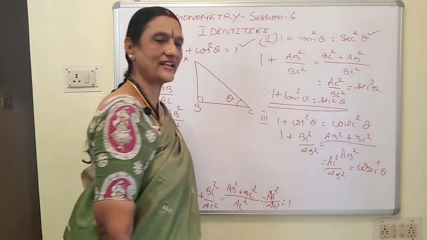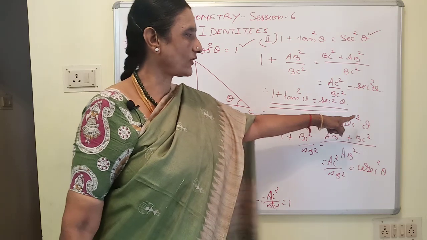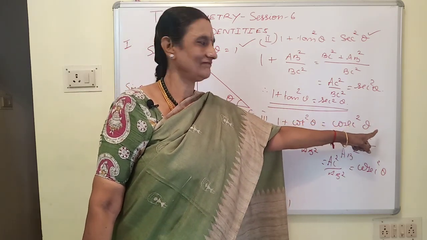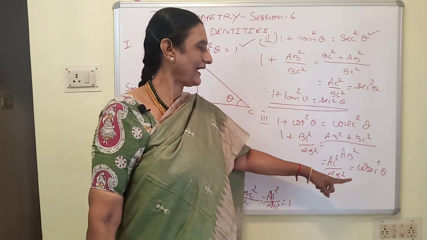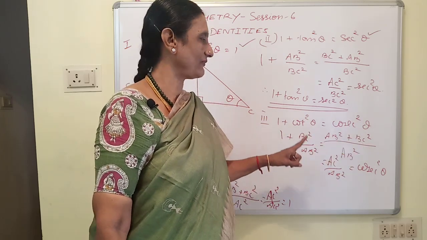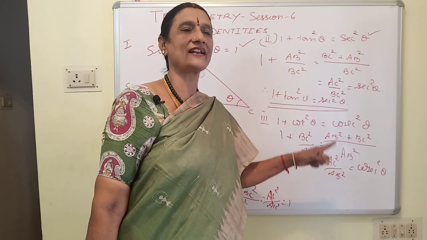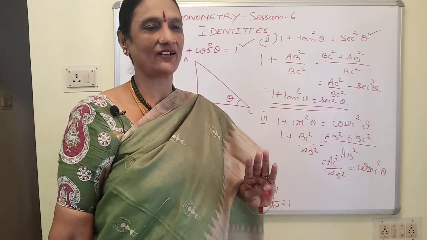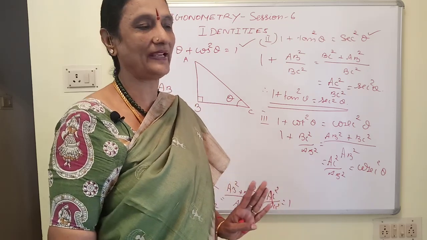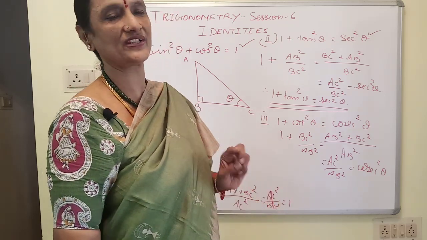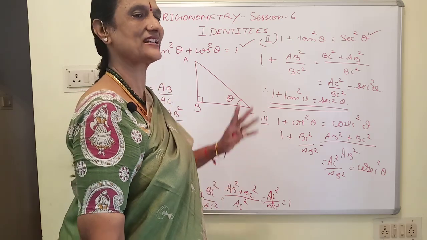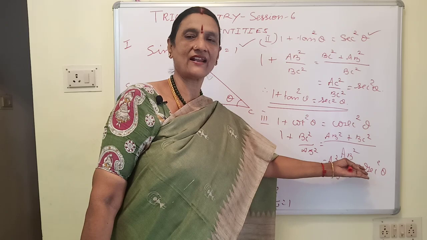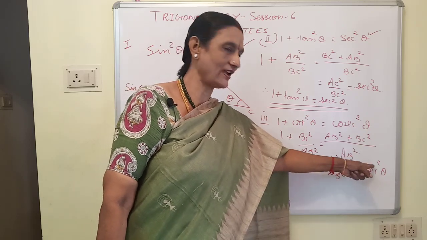When you are writing cosecant square theta, the square symbol should be on top of cosecant, not on top of theta. It should be written properly. And again, please make it very sure. Cosecant square theta is cosecant theta into cosecant theta. It is not cosecant into theta square. Please, you have to make these observations very carefully. Cosecant square is cosecant theta the whole square. So that is how we denote it.